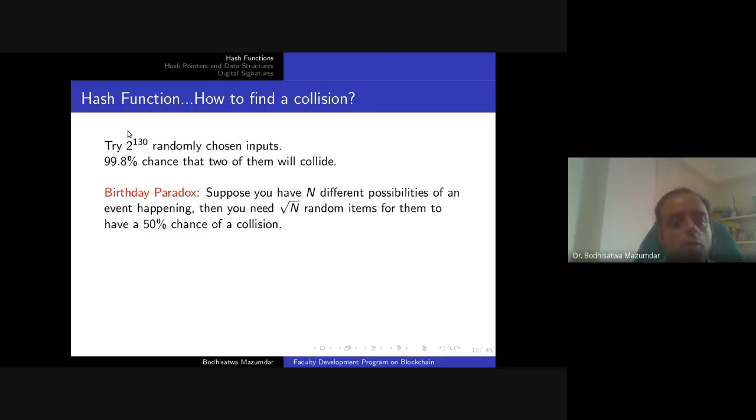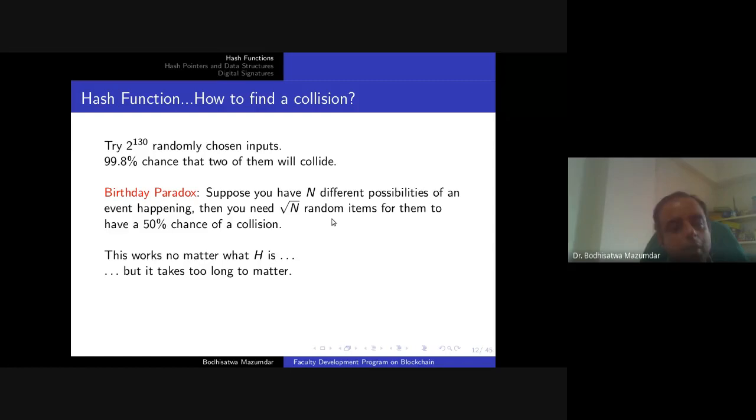This is due to the birthday paradox property, which tells you that if you have n different possibilities of an event happening, then you need the square root of n random items for them to have a 50% chance of a collision. That means to identify whether two events are the same or not, you need to perform square root of n random items.